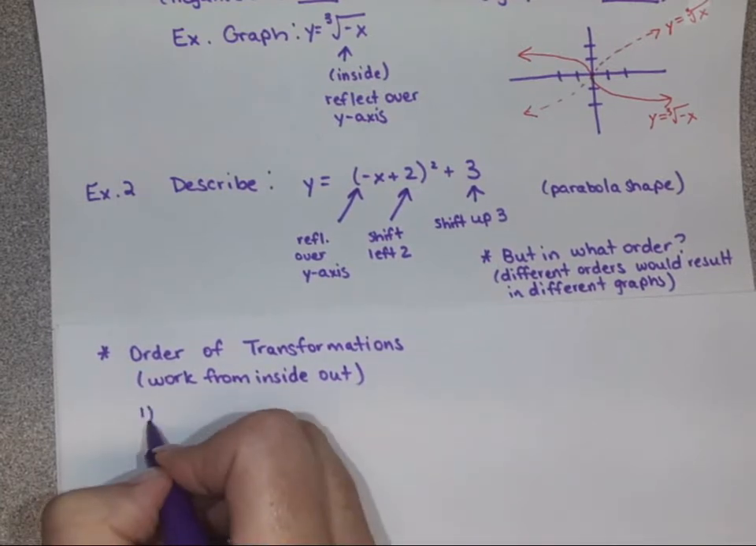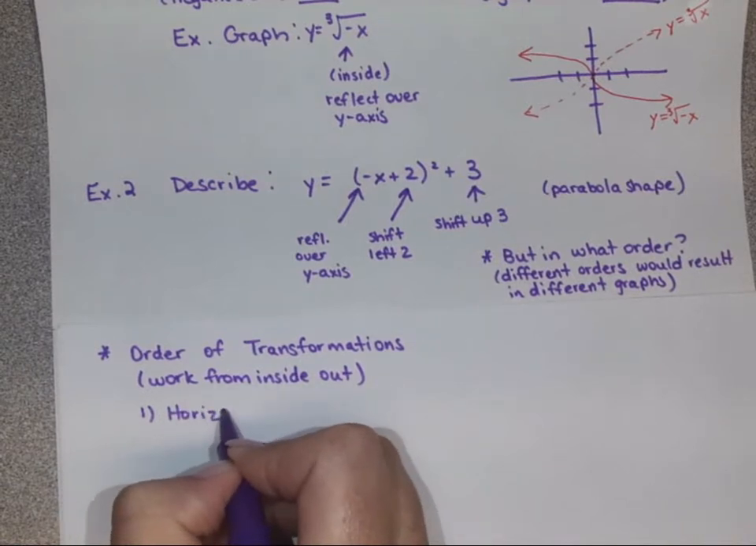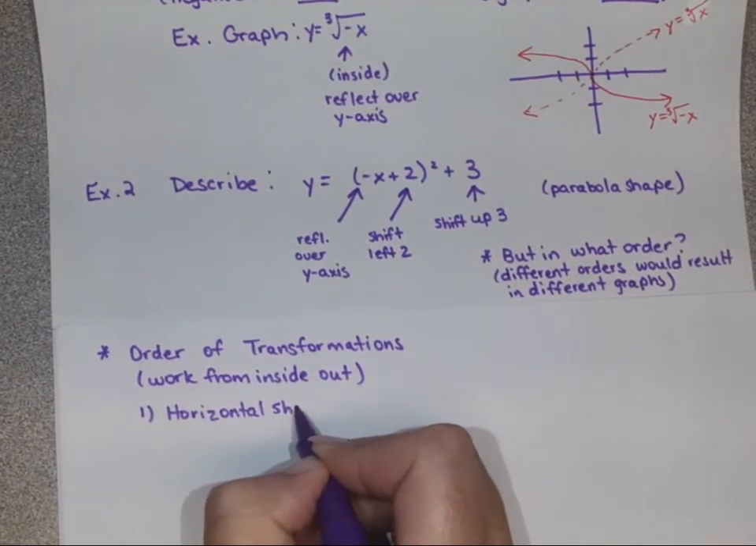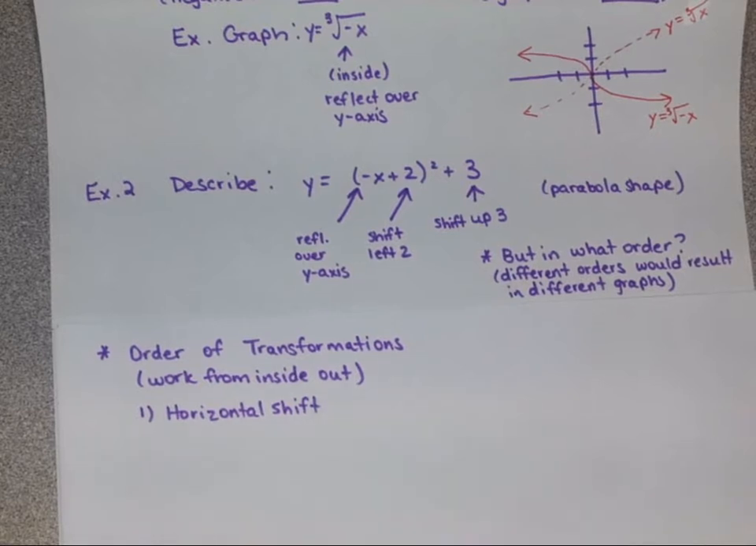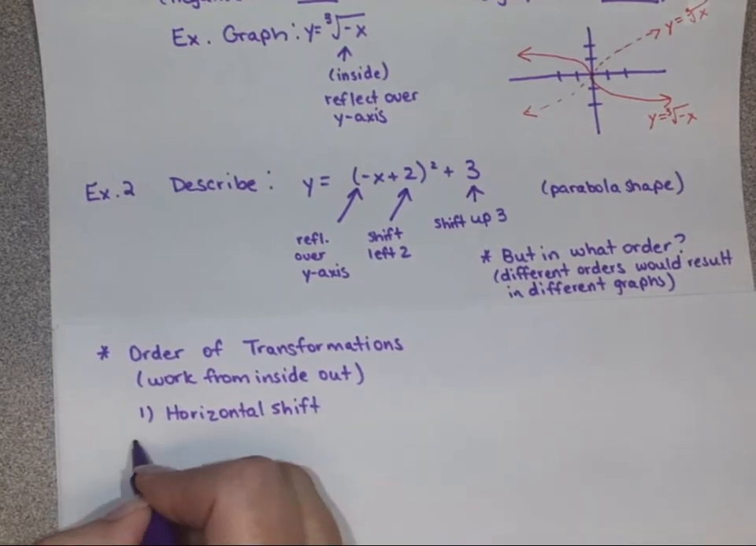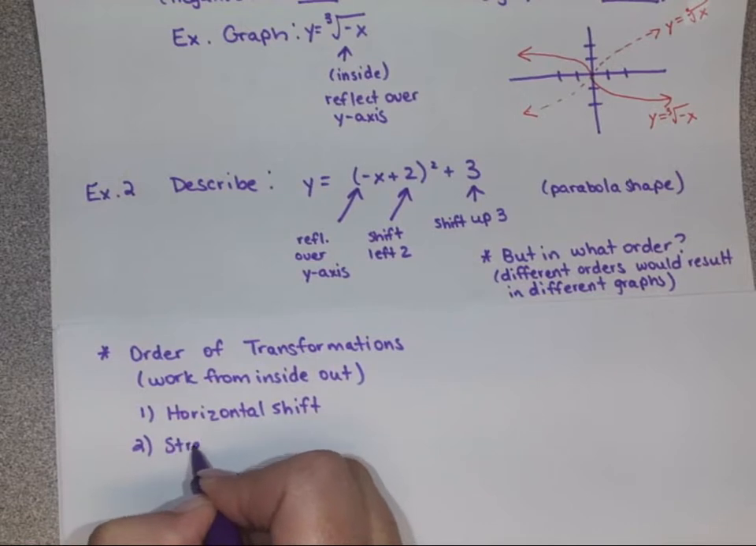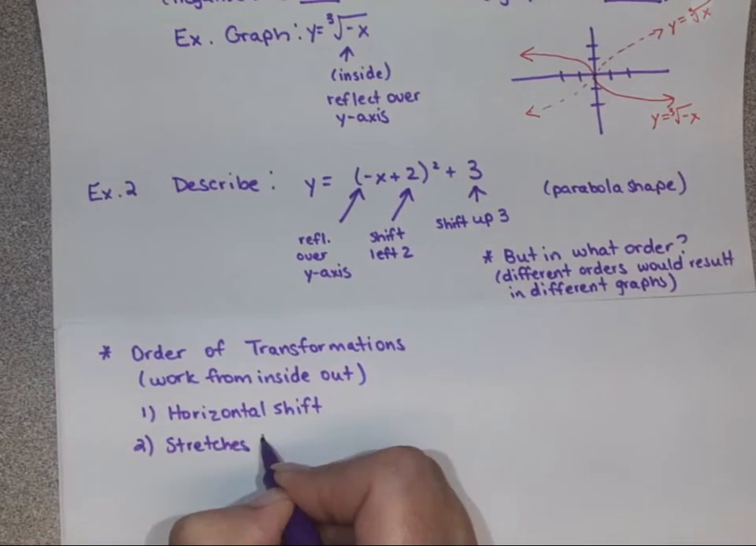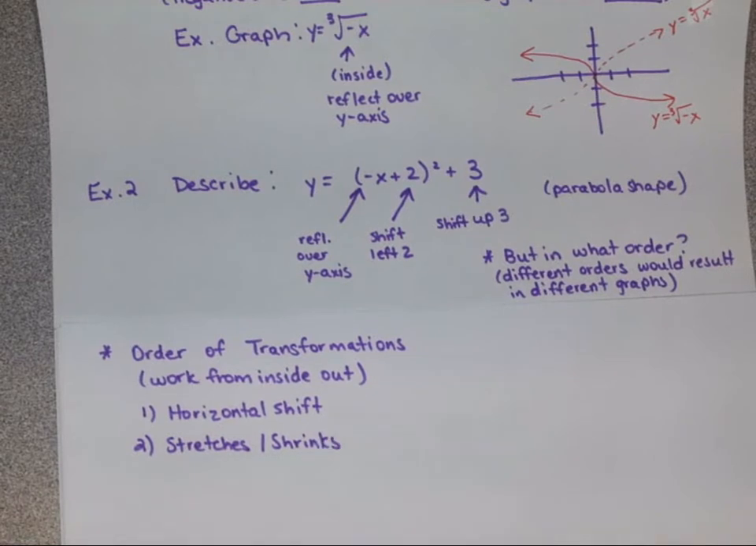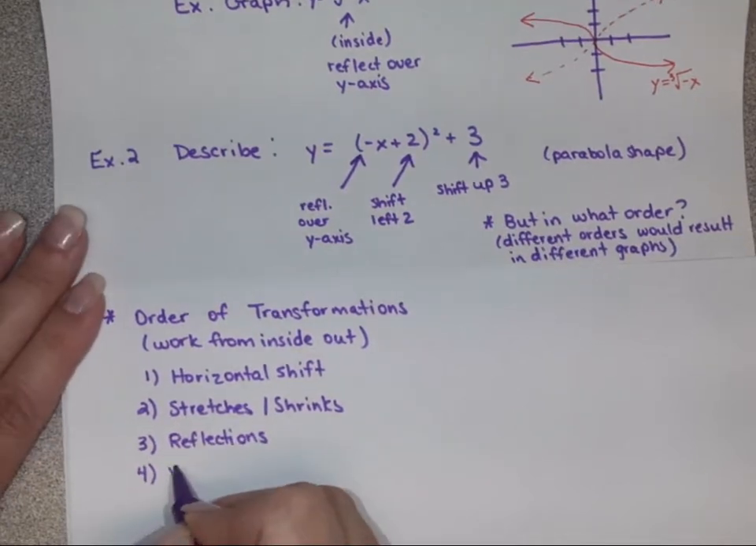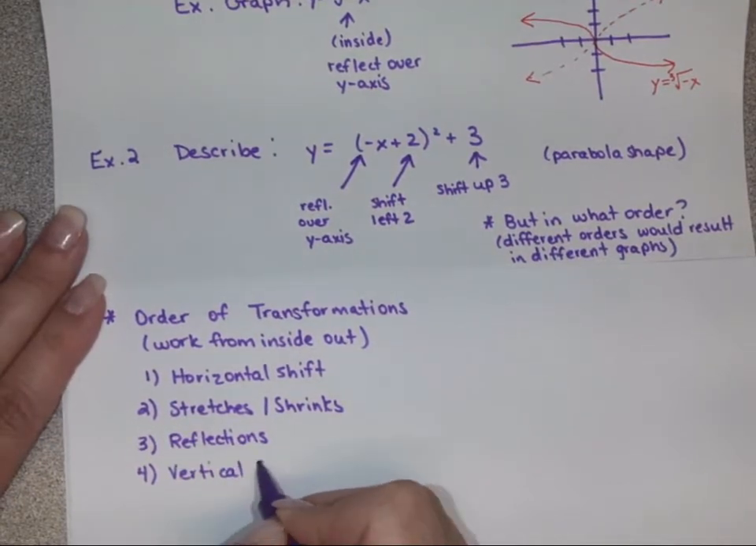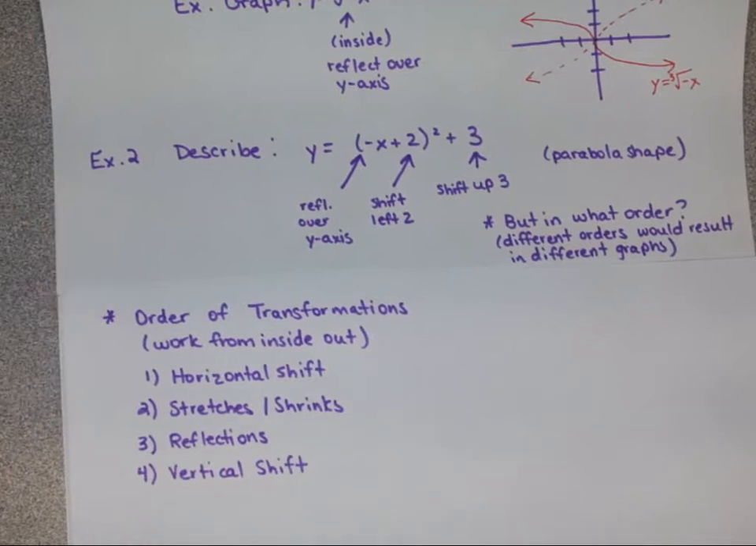So the first shift that you make, or change rather, is a horizontal shift. We're going to look at an example in a minute, and I'm going to describe why that one would be first. The second thing you're going to do, we haven't talked about yet, but we're about to: if it applies, you would do any stretches or shrinks. Thirdly, you're going to do any reflections that you might have. And then last but not least, you're going to do your vertical shifting.